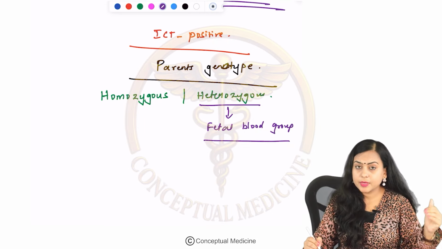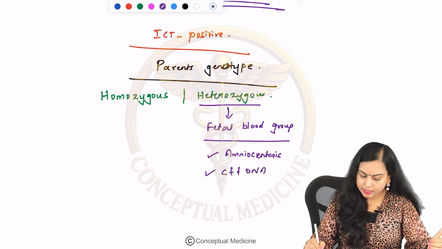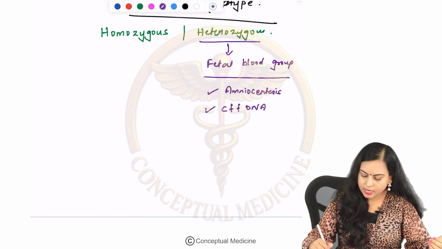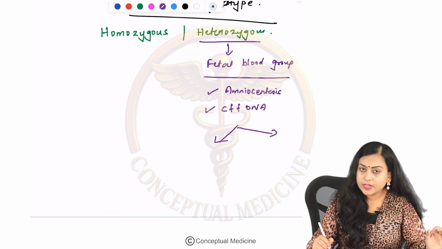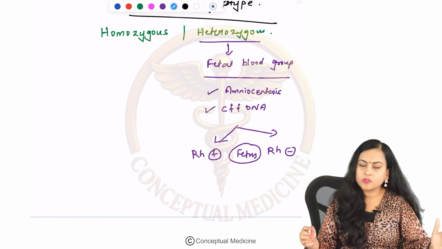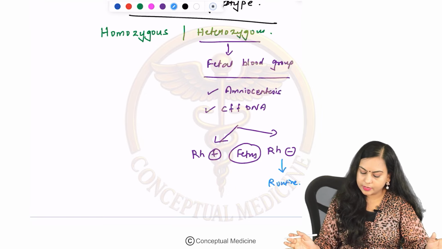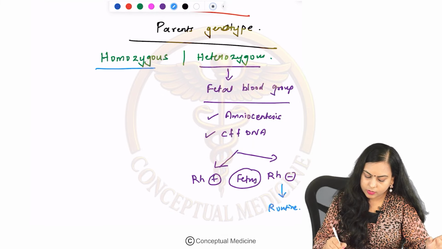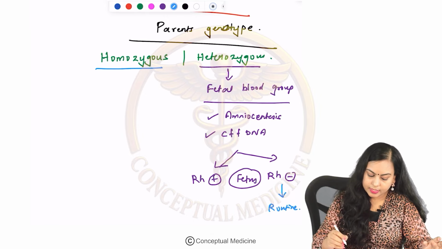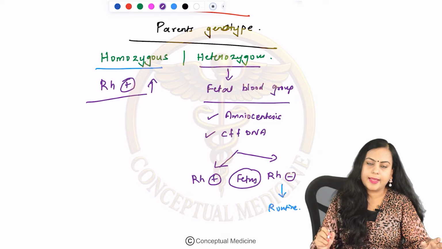So, if it is going to be heterozygous, then you will check for the fetal blood group, and it can be done by amniocentesis or cell-free fetal DNA that is obtained from the mother's blood, okay. And here you have two options. The fetus can be either Rh negative or Rh positive, okay. If the baby also becomes Rh negative, then you will follow your routine, how you will deliver, right. Suppose if the parent's genotype is going to be homozygous, then definitely the chance of baby being Rh positive is going to be high, okay.